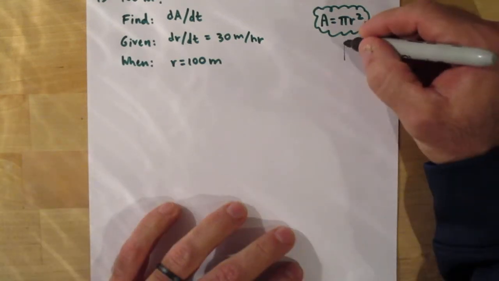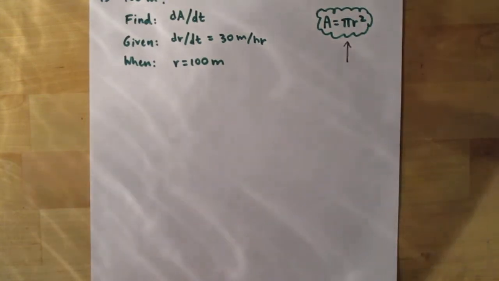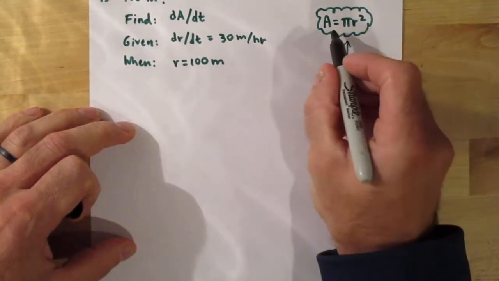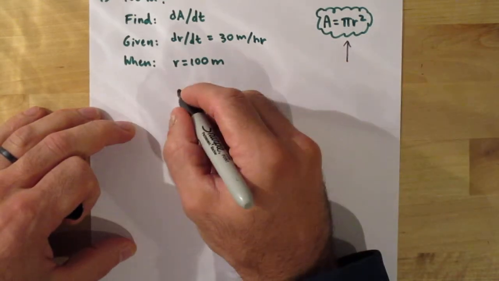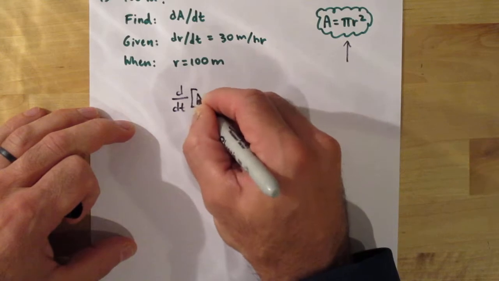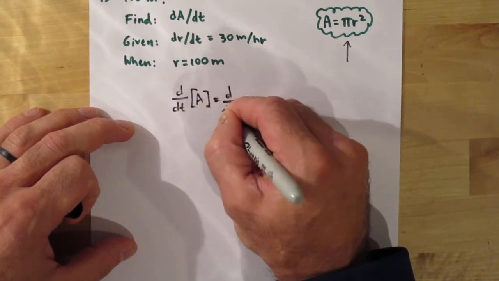So here we have our important equation. Of course, my marker decides to go to bed. Let's get a new one. So if I want to know what dA/dt is, I take the derivative with respect to t of both sides of this equation.